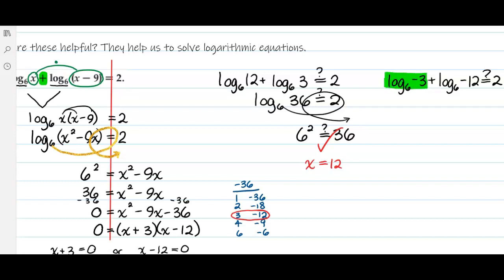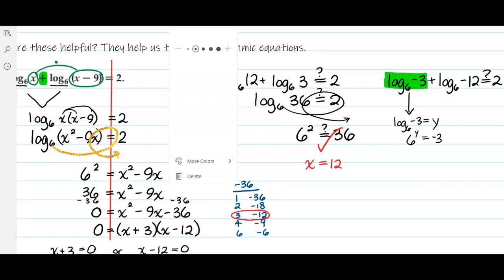This is some number. We don't know what it is, but it's a number. Log base 6 of -3 is some number. We'll call it y. 6 to the y equals -3. Is that possible? Is it possible to raise 6 to any power and get a negative number? It is not. That is not possible.